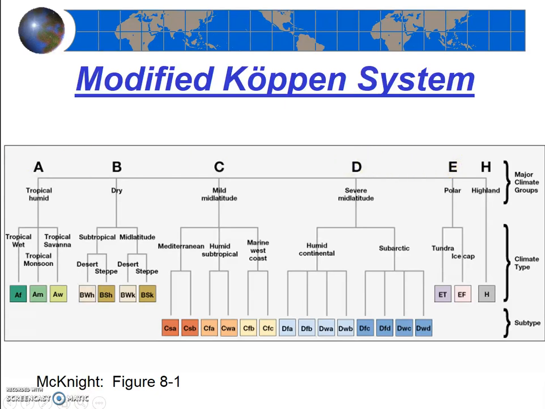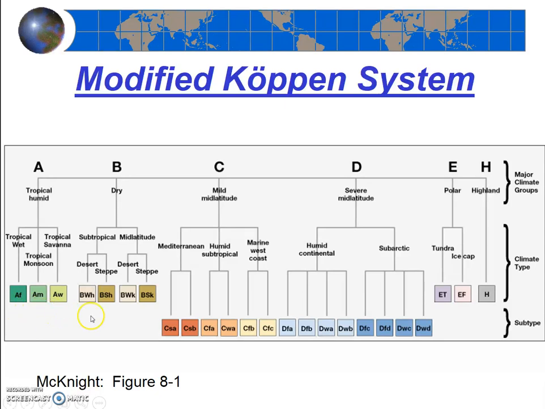The second letter of our climate system had to do with precipitation. And we can see that the A climates are actually divided up based on precipitation. Year-round precipitation in the tropical wet, monsoon patterns of precipitation in the tropical monsoon, and then in the tropical savanna, we see that there's a winter dry season. So the second letter deals with precipitation patterns.